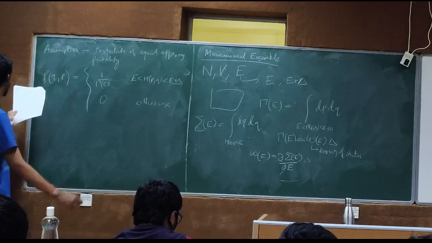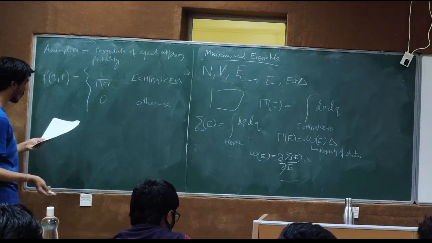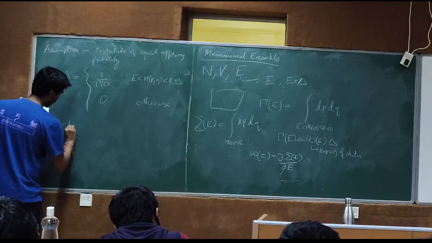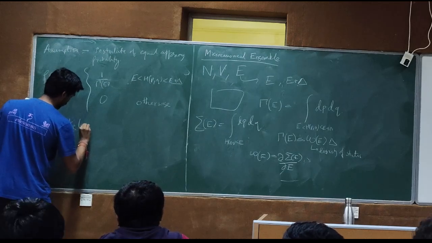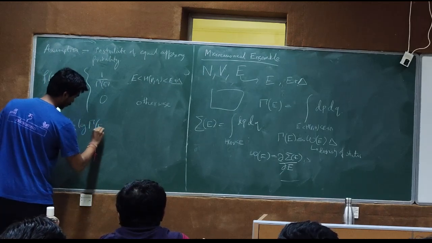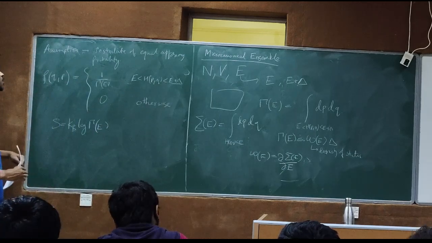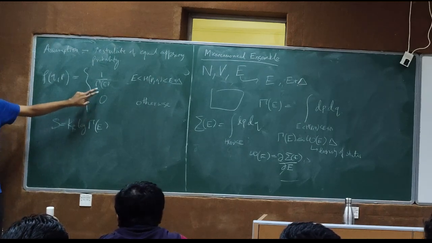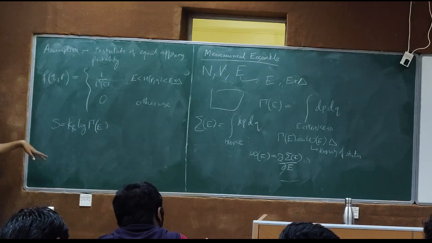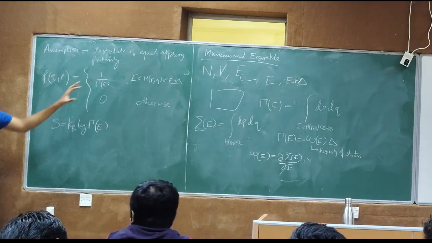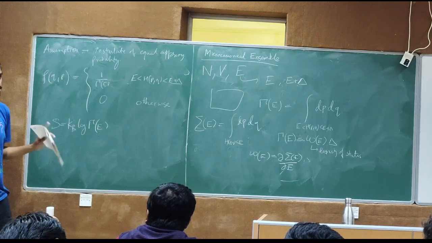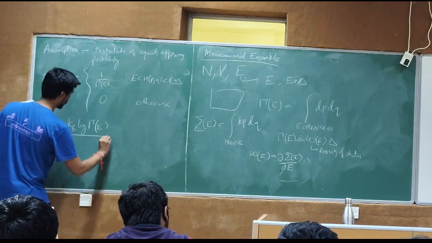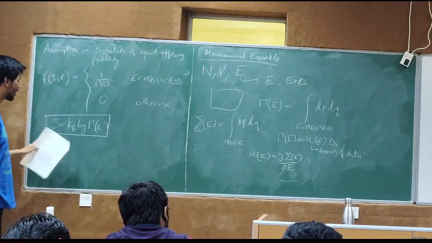And then once we have the probability, we now define a quantity called entropy. So we define entropy as S equals k_B ln gamma, and this 1 by gamma is required to keep the normalization. And we also call this gamma of E the microcanonical partition function. And this is important information. This is how you define the entropy.